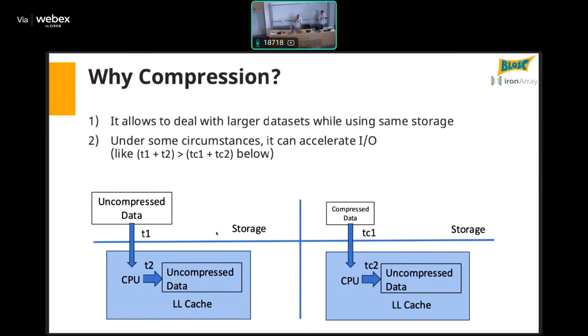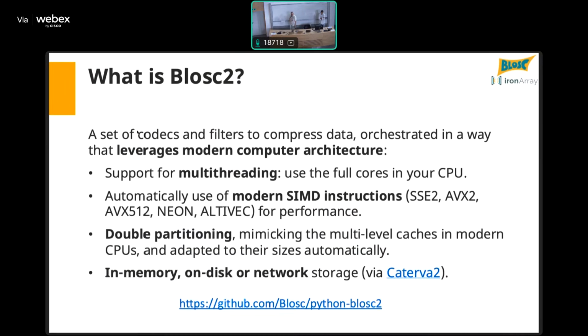So the idea is that in some circumstances, this T1 plus T2, these two times, can be larger than TC1 plus TC2, right? So in that case, dealing with compressed data can have an advantage over working with uncompressed data. Make sense? In this case, the storage I am referring to is this, but it can also be memory. And memory is just a storage layer in the complex memory hierarchy that is common in modern computer architecture.